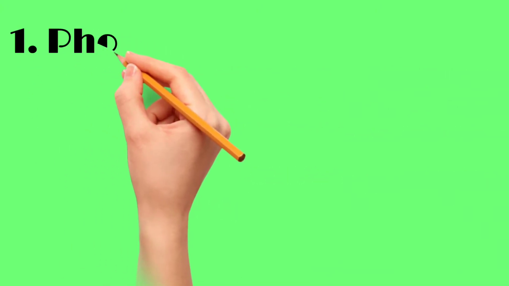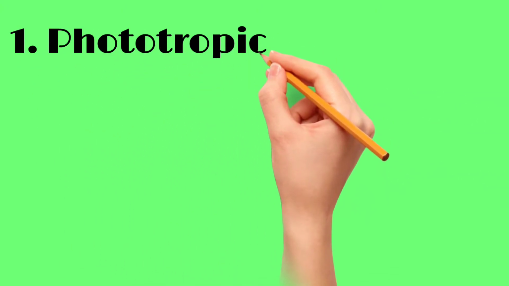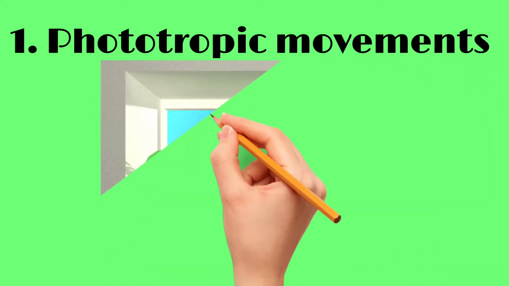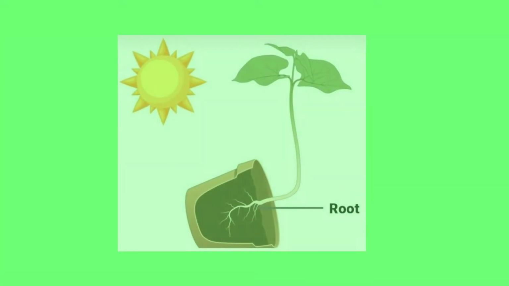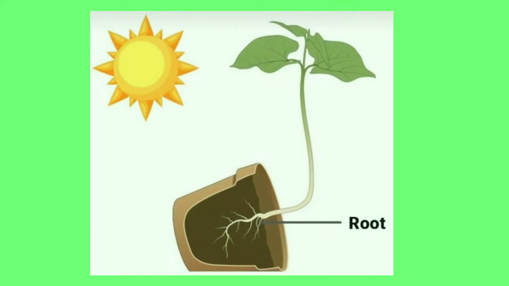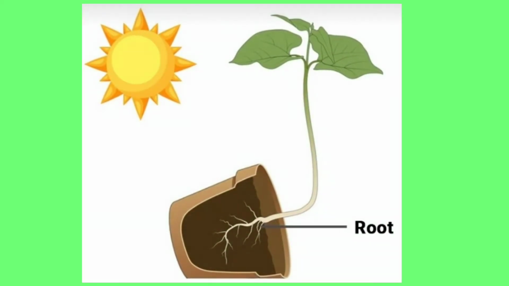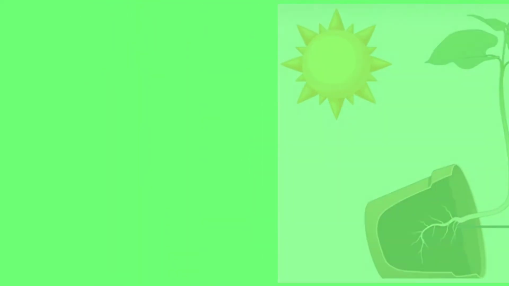Depending upon the type of stimulus, tropic movements are phototropic movements. In these movements, plant parts move in response to light. For example, stem bends towards light, so we can say stem is positively phototropic. On the other hand, root bends away from the light, so we can say roots are negatively phototropic.